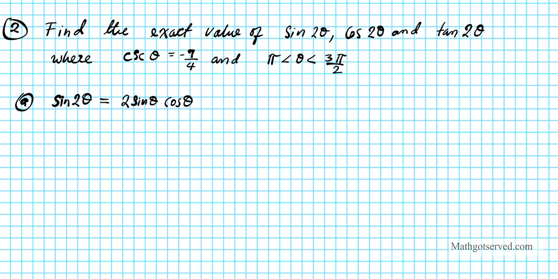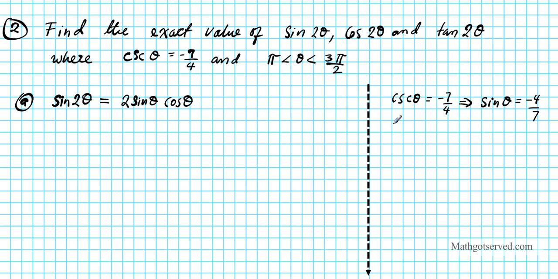So I'm going to partition my workspace. I'm going to do some work here to find out what sine and cosine are so I can determine what sine 2 theta is. Okay? So first thing we want to do, let's see. We know that cosecant theta is equal to negative 7 over 4. What does this tell me? Cosecant is a reciprocal of sine, right? So this implies that sine theta is automatically the reciprocal of negative 7 over 4, which is negative 4 over 7. Okay? Now we have sine.